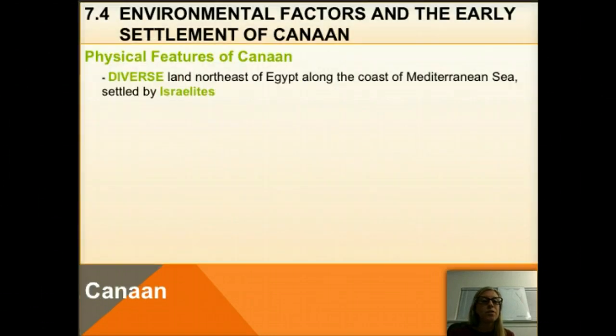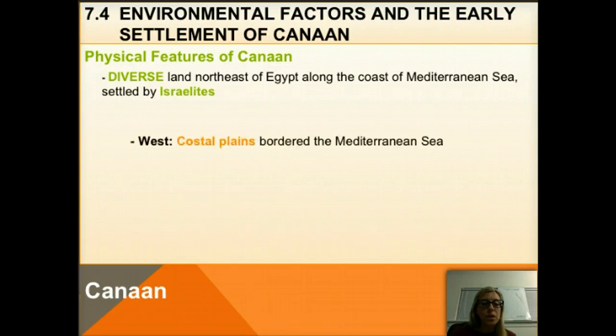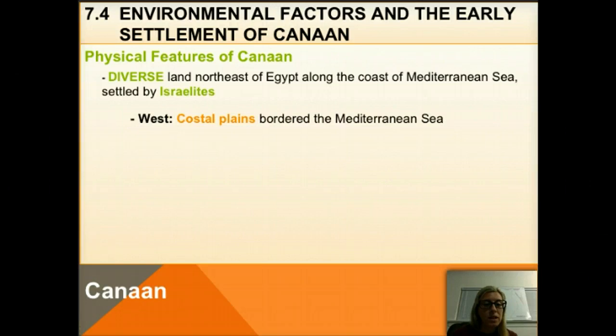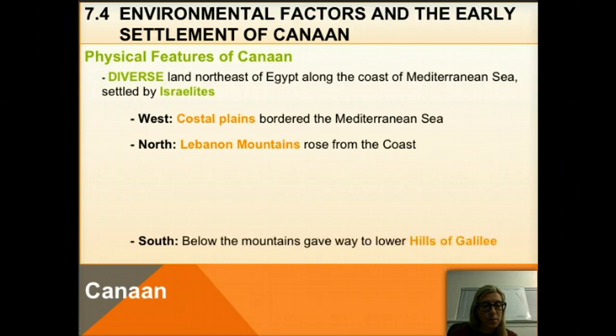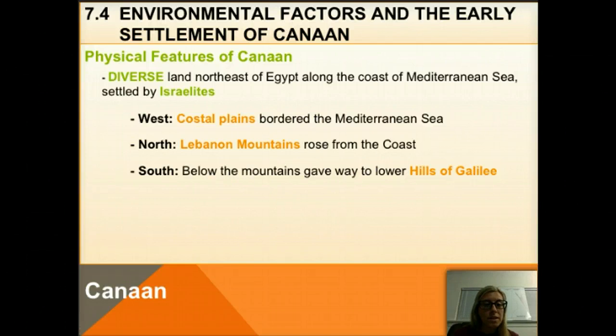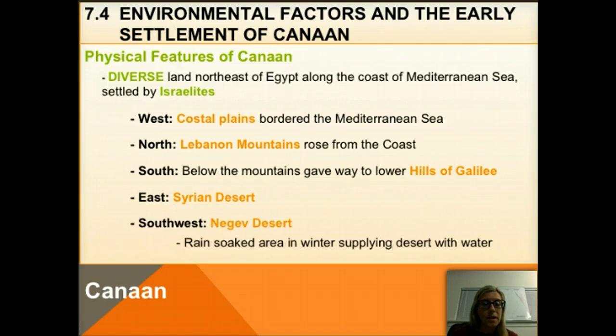Now let's talk about the physical features of Canaan. Canaan was a diverse land northeast of Egypt, along the coast of the Mediterranean Sea. This is the area that was settled by the Israelites. Canaan's physical features included plains and valleys along its coast to the west, hills and mountains such as the Lebanon Mountains to the north, and the hills of Galilee. To the east you had desert, such as the Syrian desert, and to the southwest, the Negev desert.